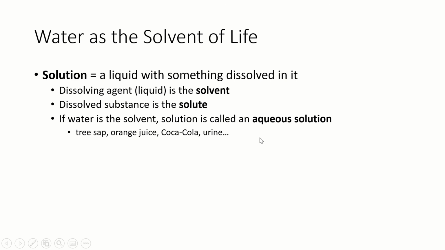Most of the solutions that we enjoy in our life are aqueous solutions. Tree sap, of certain trees, of maple trees, gets made into syrup. Orange juice, Coca-Cola, beer, urine, all aqueous solutions. So remember, sometimes alcohol is the solution. I didn't make that up. That's somebody else's joke.